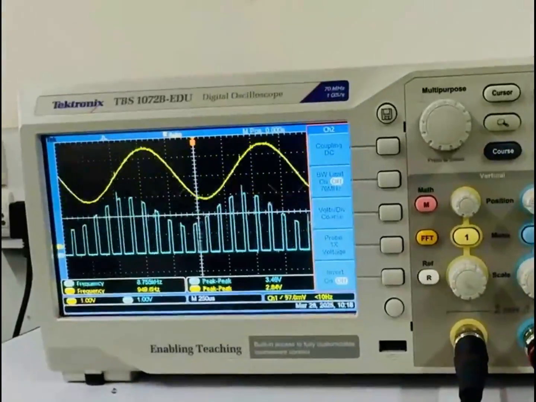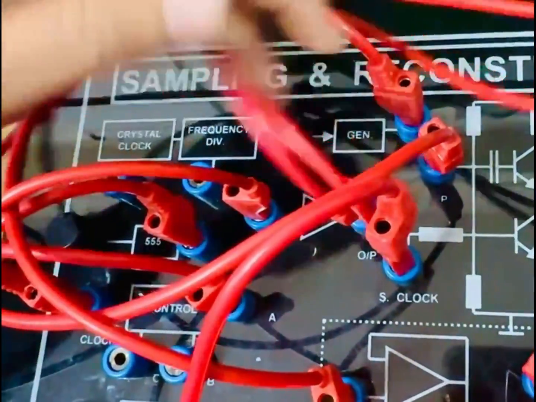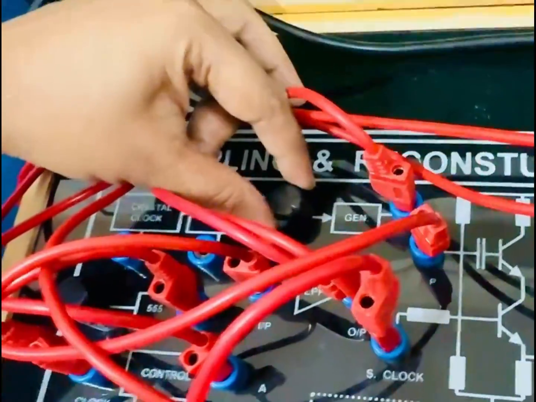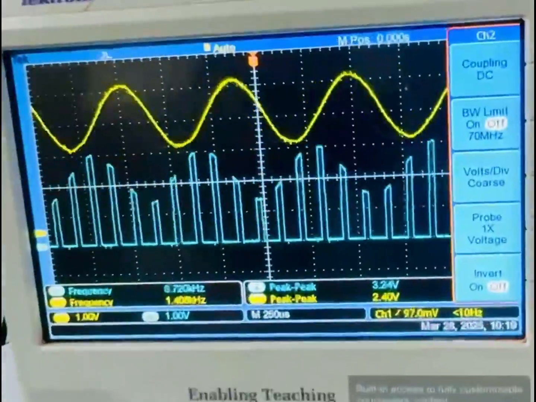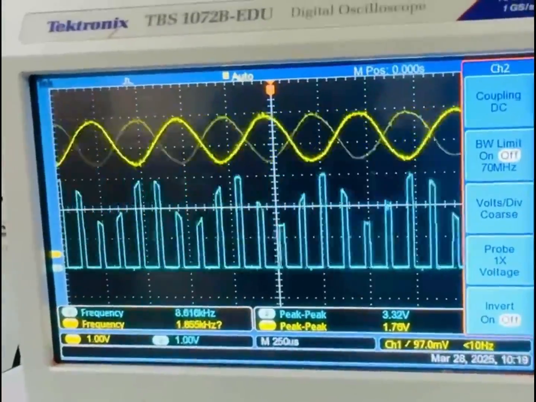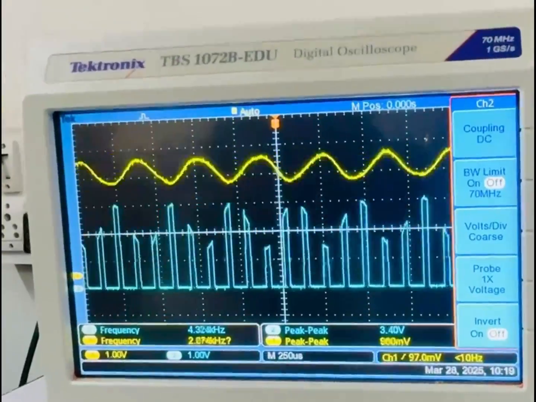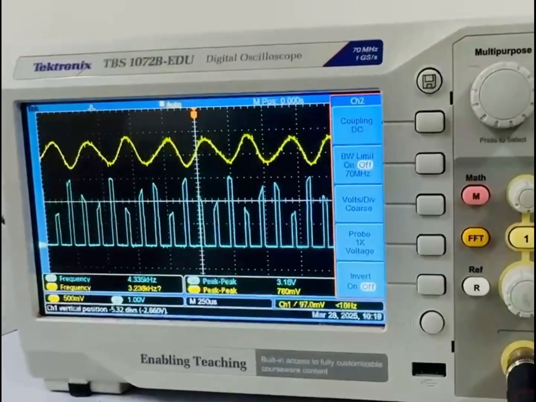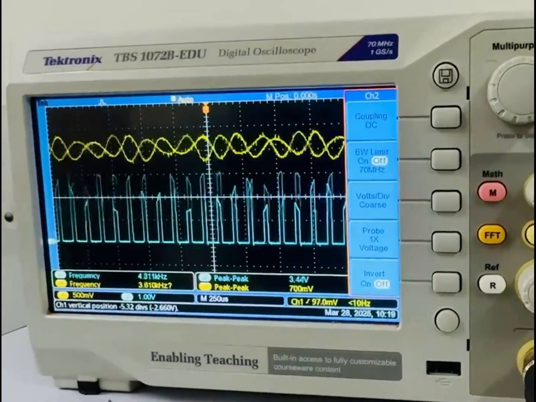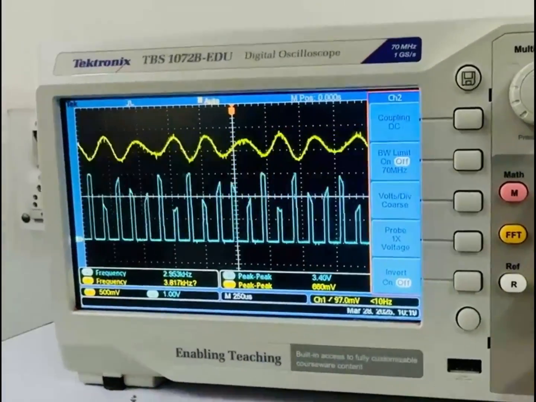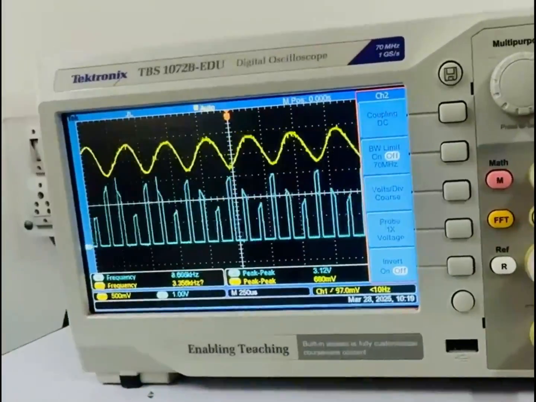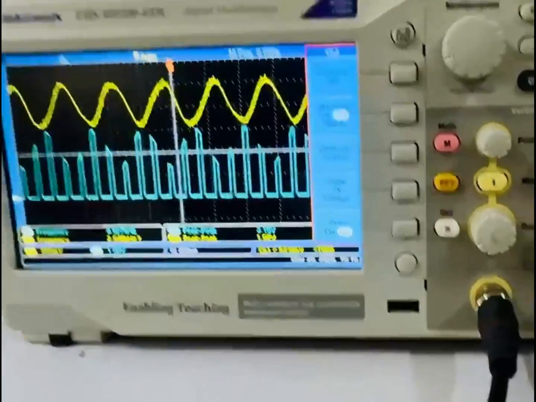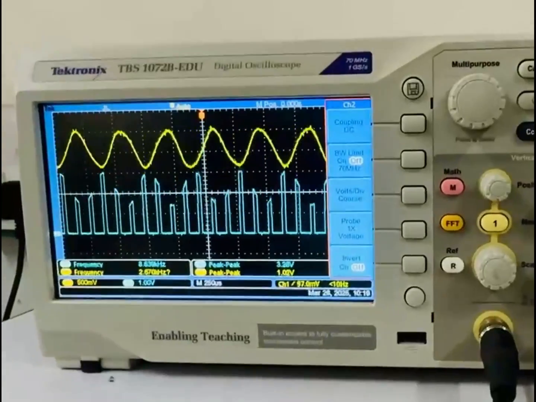Now, let's see if I change the modulating frequency by using the pot near this generator block. So if I increase the modulating frequency, what happens? Whether the distortion increases or reduces. Let's see. You can see if I increase the modulating signal frequency, the distortion is increased. This happens because we have kept the sampling frequency constant and we have increased the modulating frequency.